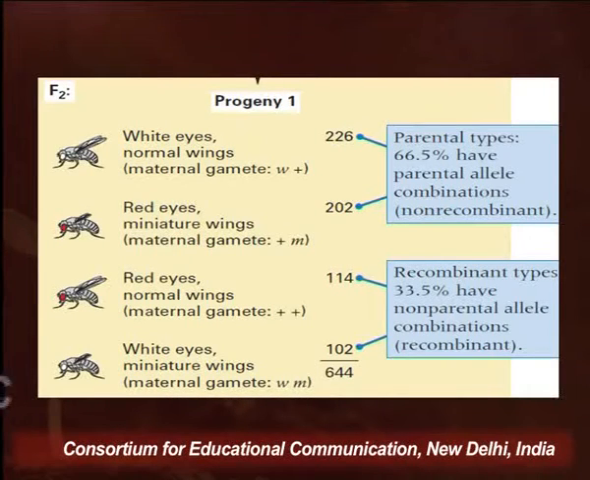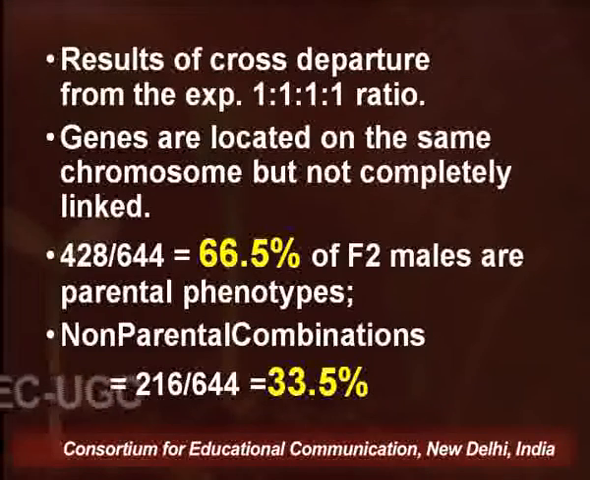They were actually calculated to be 66.5%. How did we arrive at this percentage? As you can see on your screens, 226 plus 202 divided by 644, and these were the parental combinations. The recombinant types were only 33.5%, that is of the non-parental allele combinations. So this was 114 plus 102 by 644.